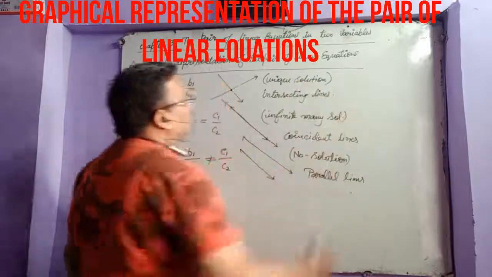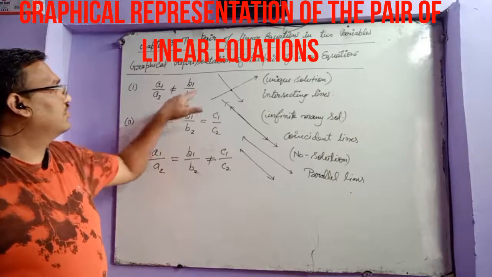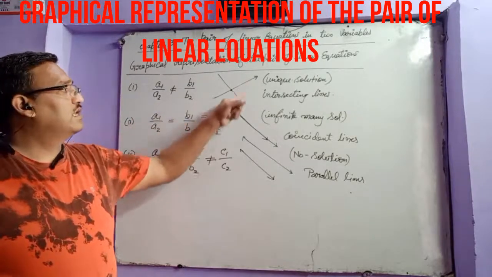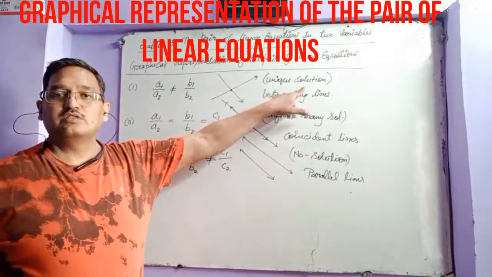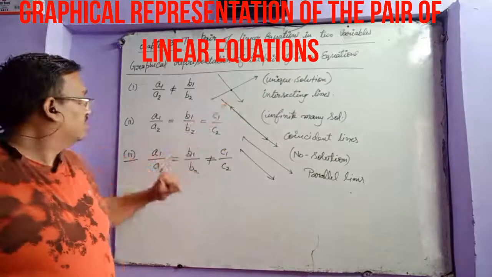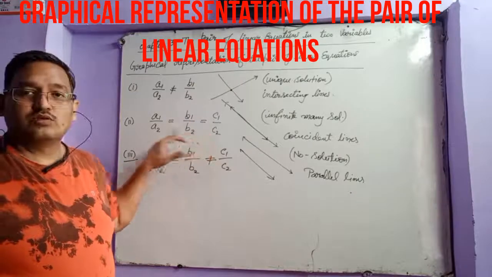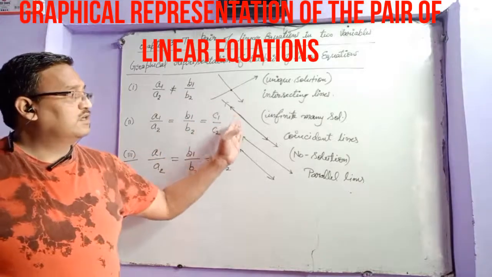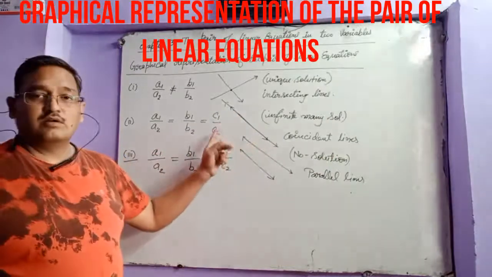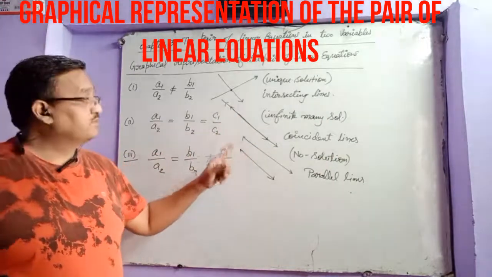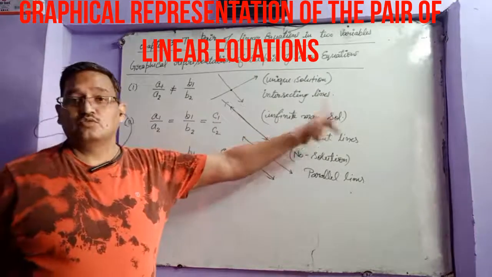So here are the 3 points. First is a1 over a2 is not equal to b1 over b2. Then the lines are intersecting at a point, so it is called a unique solution, since they intersect each other at one point. Second is a1 over a2 is equal to b1 over b2 and c1 over c2. All three are equal. So the lines are coincident. They are covering each other completely. We cannot identify both the lines separately. So it represents infinitely many solutions.